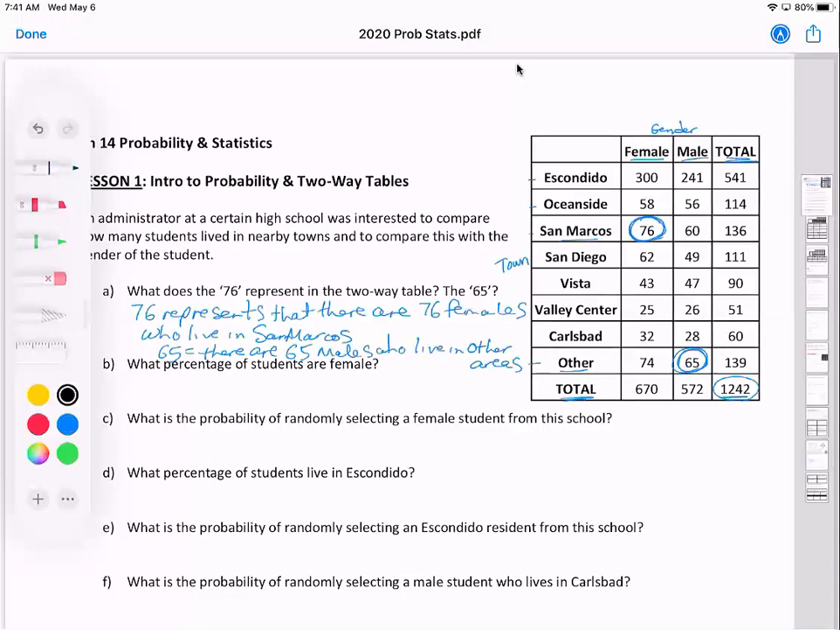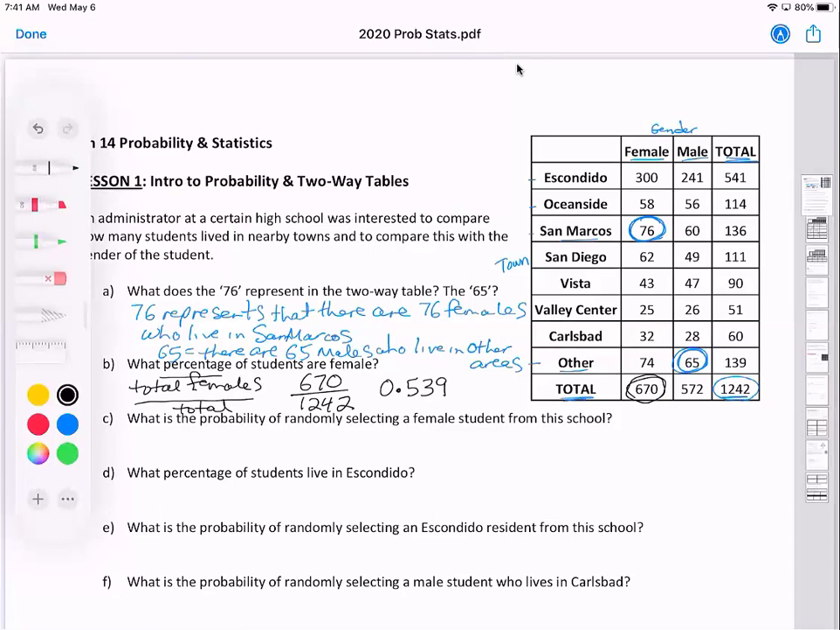Letter B, what percentage of students are female? So we're going to need how many females, total females, there are at the school. And we're going to have to divide that by the total number of students at the school. So I see that we have 670 females, and there are 1242 total students at the school. We're going to divide those to find a percentage. So 670 divided by 1242. We'll round to 3 decimal places, .539.